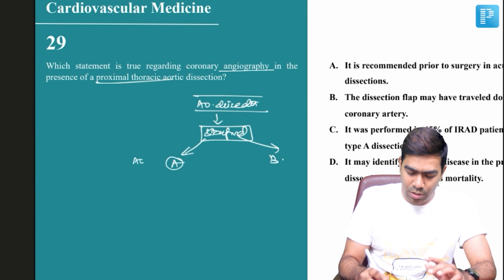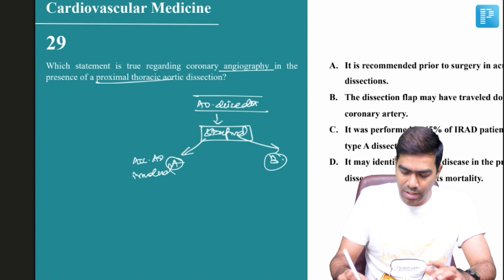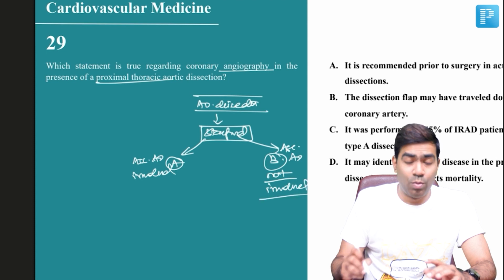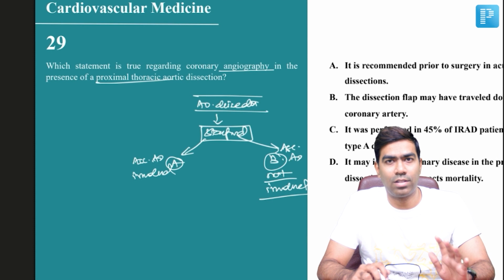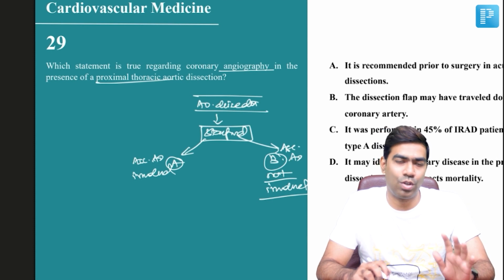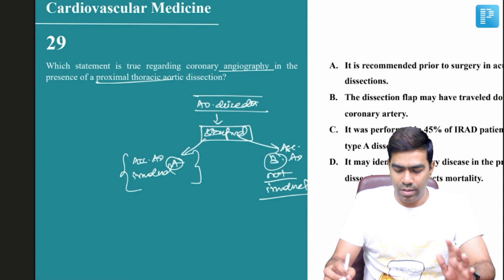Stanford A means ascending aorta is going to be involved. And Stanford B means ascending aorta is not involved. That's all. Remember, more than 70% of the times, your aortic dissection is going to happen in the ascending aorta only, as I told you already. So we are predominantly going to deal with Stanford A.